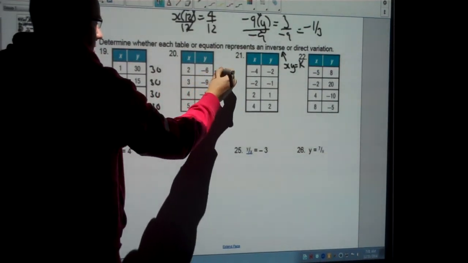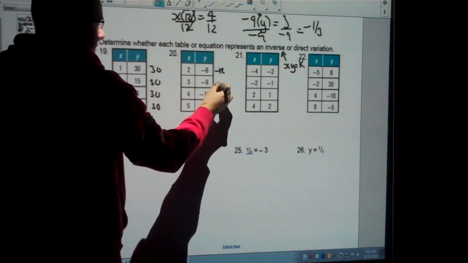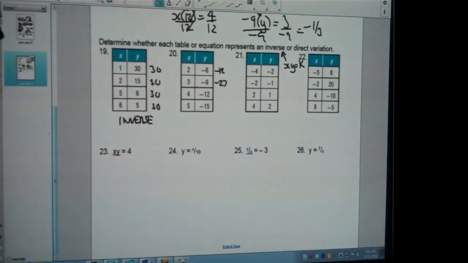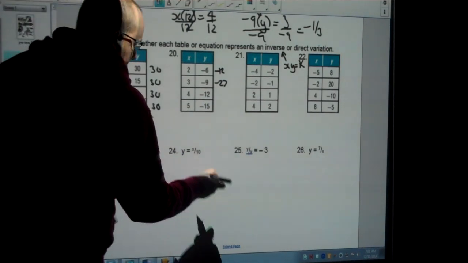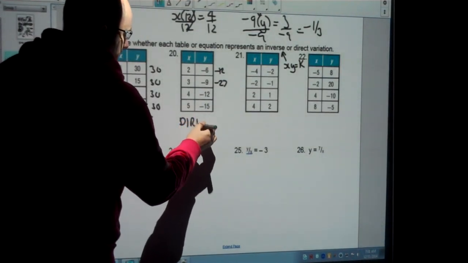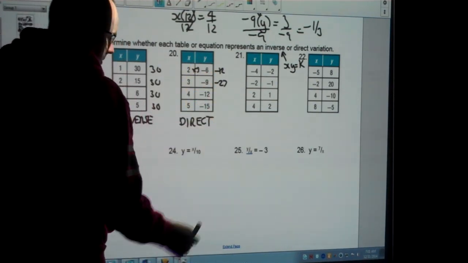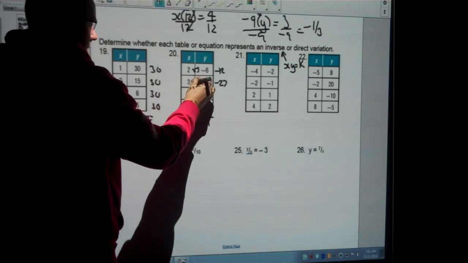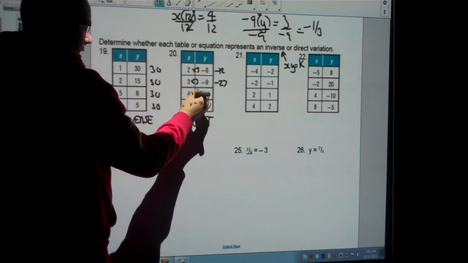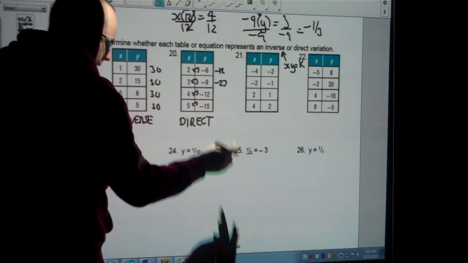2 times negative 6 is negative 12, 3 times negative 9 is negative 27, and straight away you can see this one's not inverse. The reason this one is direct, though, is also because you are multiplied by the same number each time. 2 times negative 3 is negative 6, 3 times negative 3 is negative 9, and in fact all of these are times by negative 3.